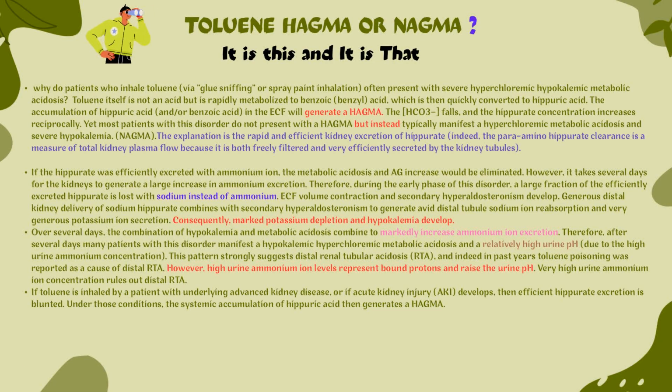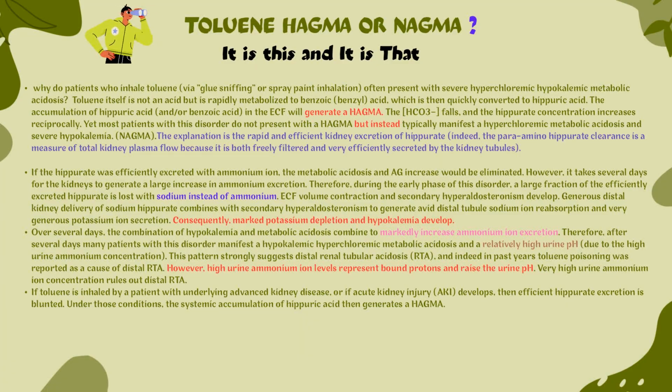Now moving on to a different toxicology component, toluene through glue sniffing. Does toluene intoxication cause a HAGMA or NAGMA? This is actually an interesting debate in literature. There are authors who classified toluene under HAGMA-producing pathology, and there are authors who classify toluene toxicity under NAGMA. So does toluene cause a NAGMA or a HAGMA?